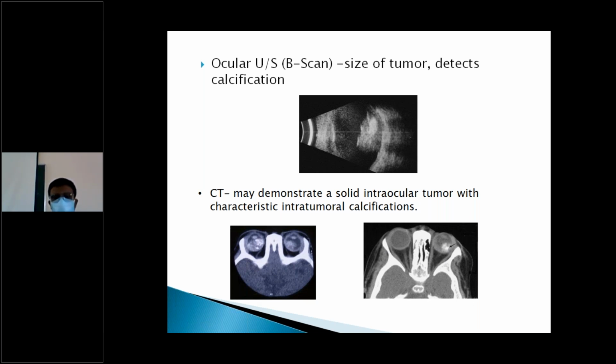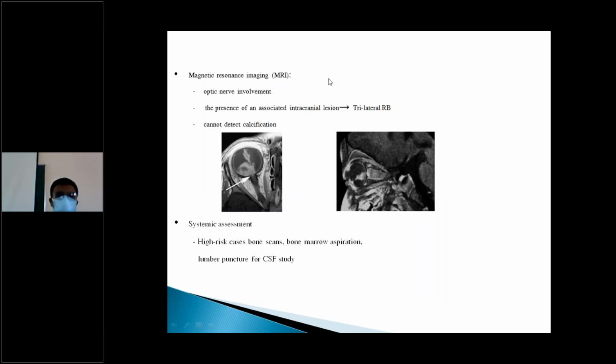And most important is MRI. Why do you need MRI? To know the involvement of the optic nerve head or intracranial extension, you should do MRI. To know the optic nerve involvement and the presence of an associated intracranial lesion, that is trilateral retinoblastoma. But MRI cannot detect calcification. Here you can see that there is involvement of the optic nerve, thickening of the optic nerve behind the lamina cribrosa here. This arrow shows the thickening of the optic nerve behind the lamina cribrosa.